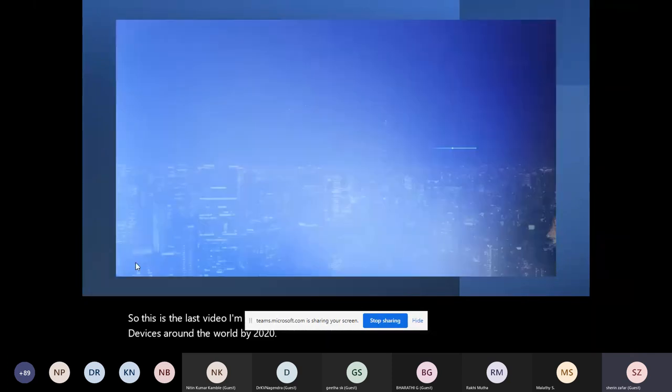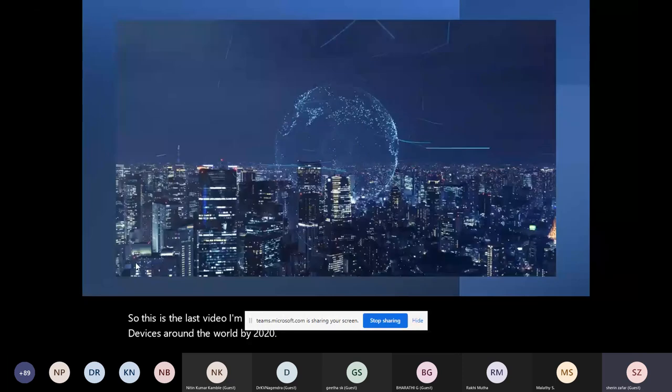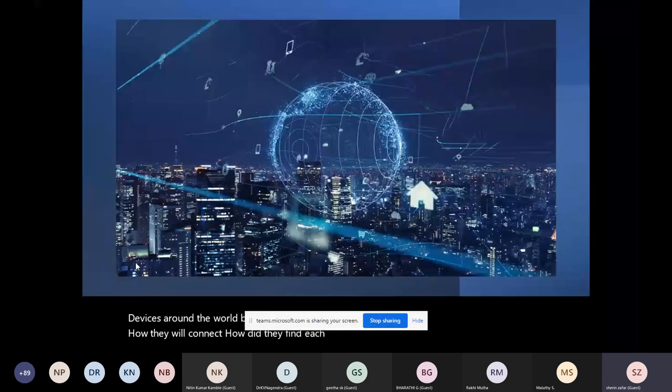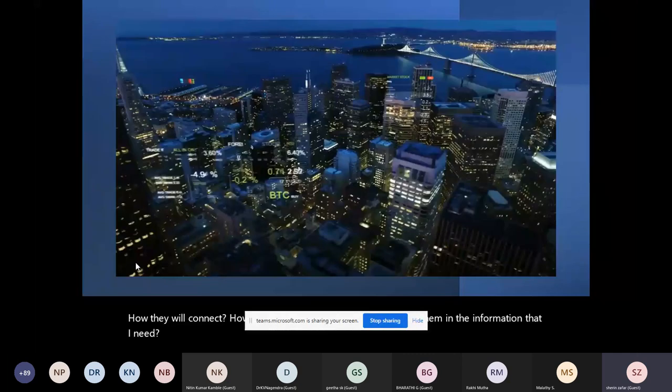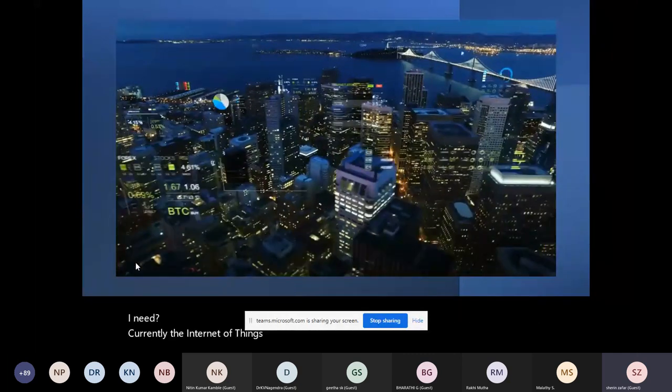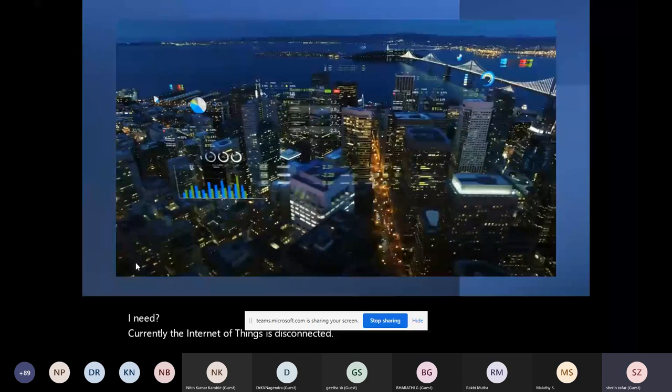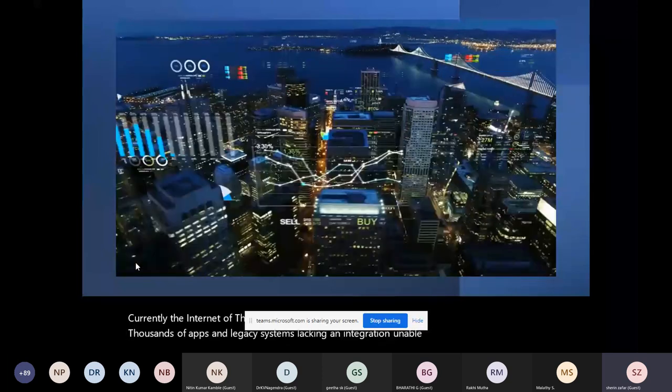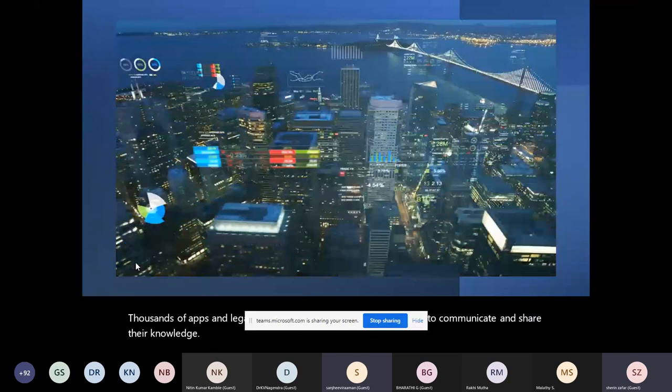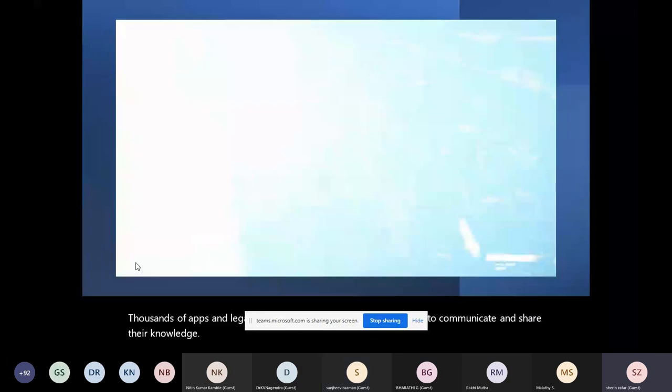How do they all connect? How do they find each other? How do I find them and the information that I need? Currently, the Internet of Things is disconnected. Thousands of apps and legacy systems lacking integration, unable to communicate and share their knowledge. We are here to change that.